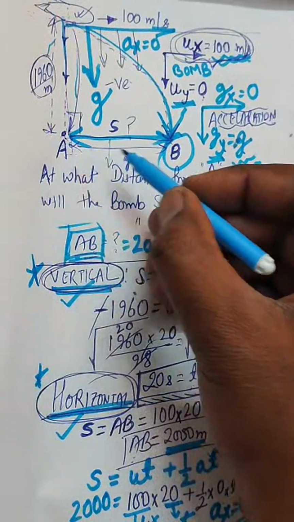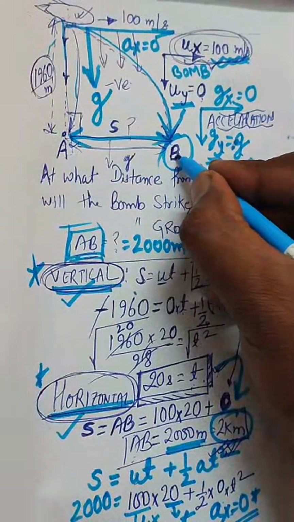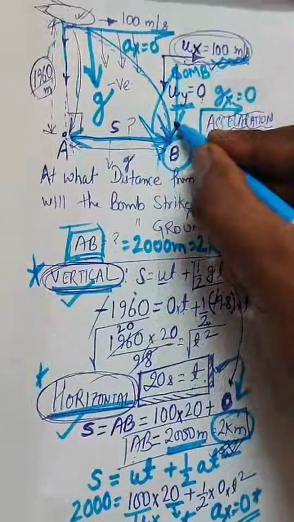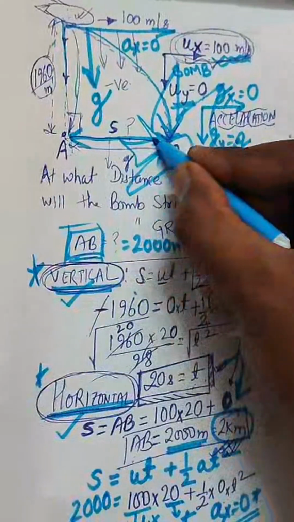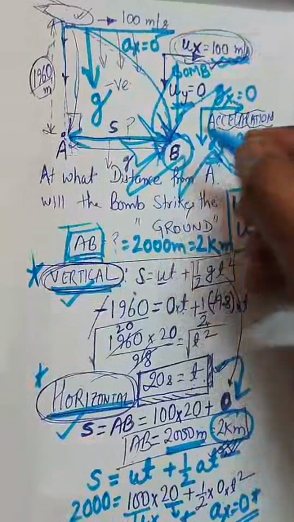So the bomb will not strike here, the bomb will strike at a point B, and it will just explode over here. Bomb blast over here, okay, B.